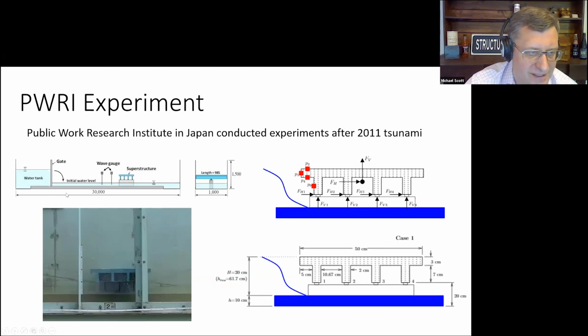But this was a schematic of the wave flume. It was 30 meters long. All these units are in millimeters, so 30,000 millimeters, a 1 meter wide tank. But there was a reservoir, a gate that was released, which caused a tsunami downstream on the superstructure. And then different forces were measured at the connections to what would be a substructure.